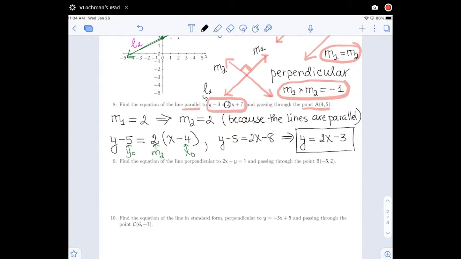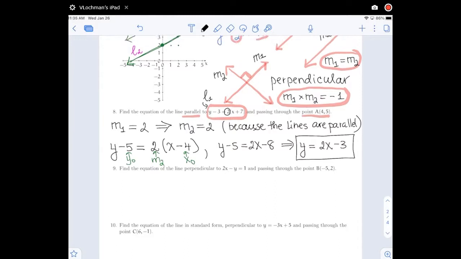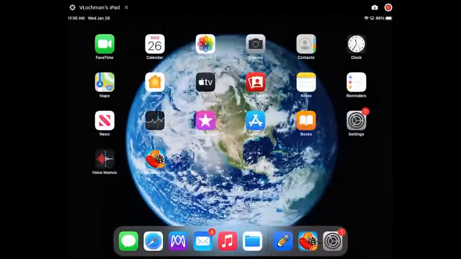Okay, how would we check this? Let's see, I have 2 conditions. It needs to be parallel to that line. Is it? Let's see, the slopes are the same, so yes, it is parallel. It also needs to go through the point 4, 5. So if I plug in 4 for x, do I get 5? 2 times 4, it's 8 minus 3, that is 5. Okay, you could also check this graphically. So let's go ahead and do that. I'm going to go to my Desmos application.